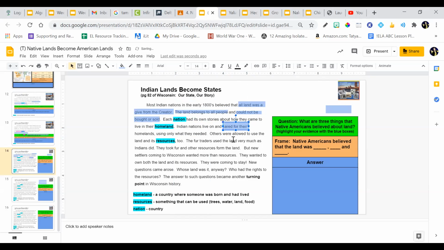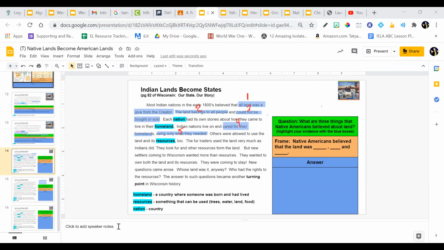that they cared for their homelands. And lastly, they used only what they needed. So we have a bunch of reasons in there. Again, let's put these back up real quick and say we have 1 here, 2 here, 3 here, 4 here, and 5 here.